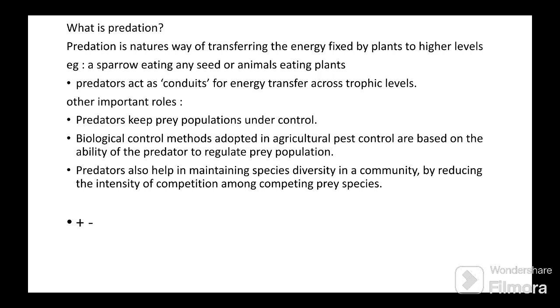The plus and minus sign showing there: the plus indicates that in predation one of the organisms is getting benefited while another is having a detrimental condition.